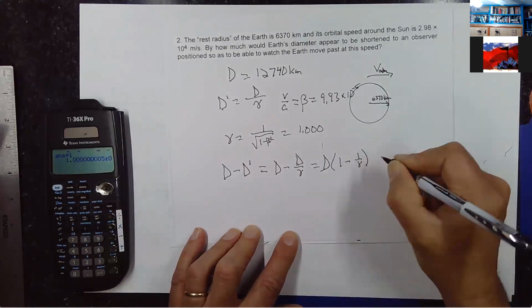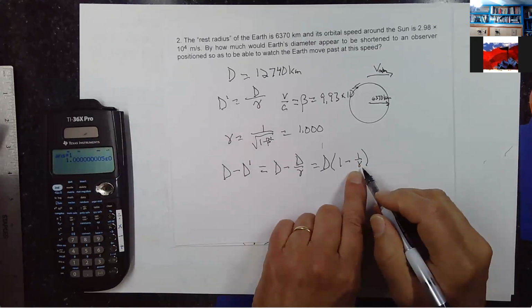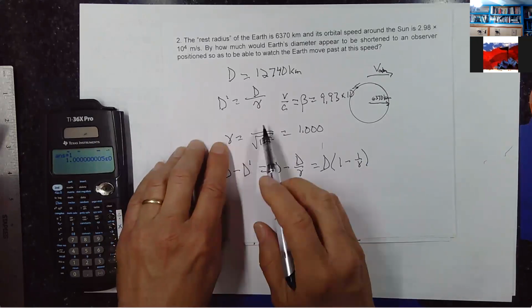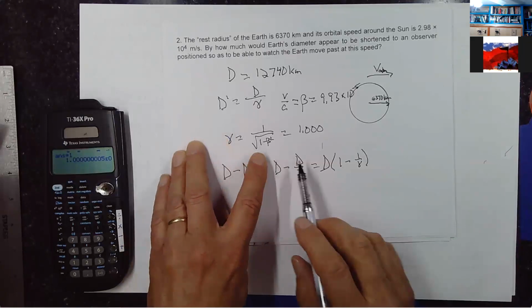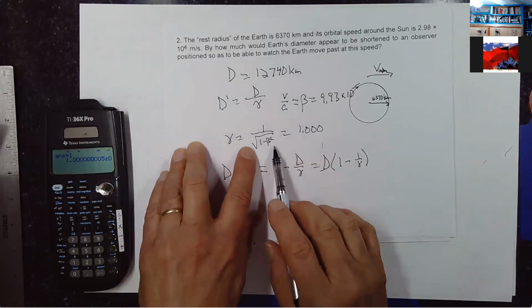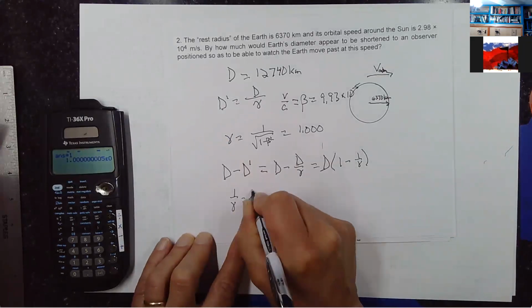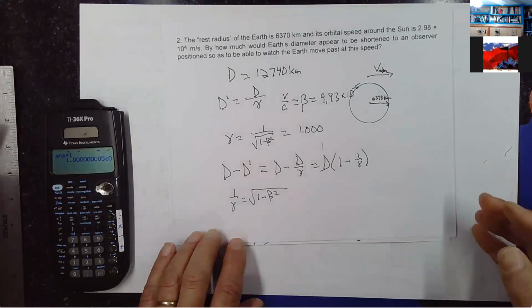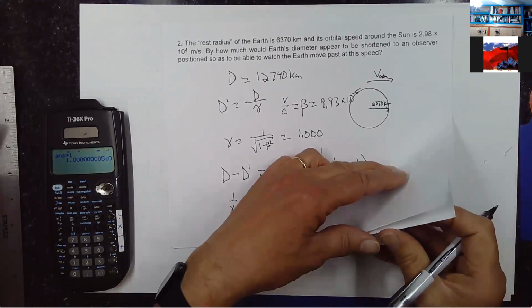which, let's see, well, maybe I can do something with 1 over gamma. Since gamma is 1 over the square root of 1 minus beta squared, 1 over gamma is just going to be that square root. So okay, well, I'm going to use a little something called a series expansion.